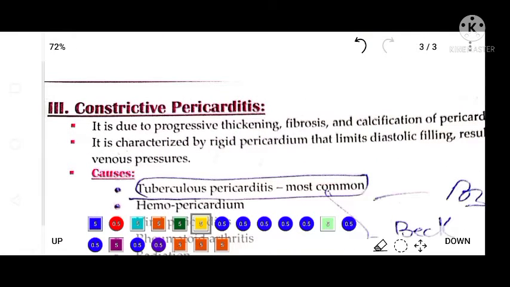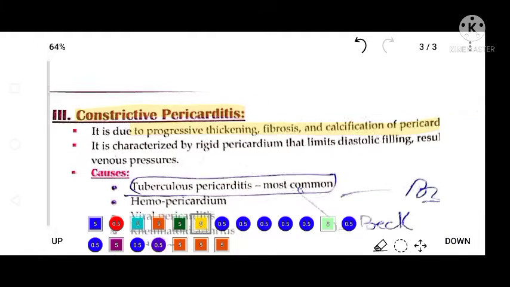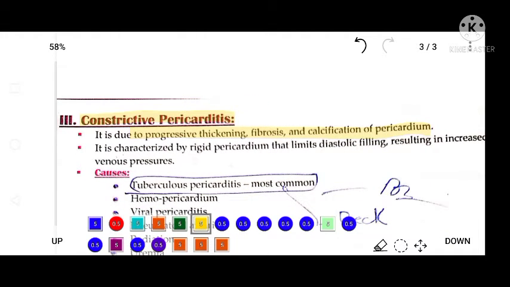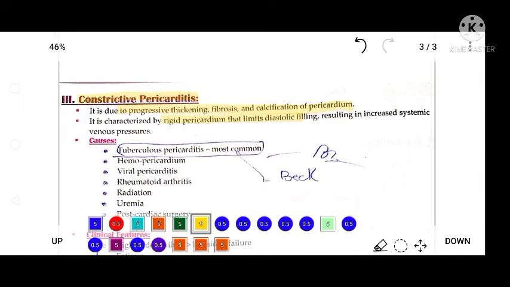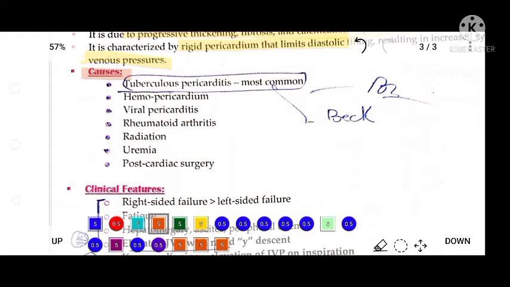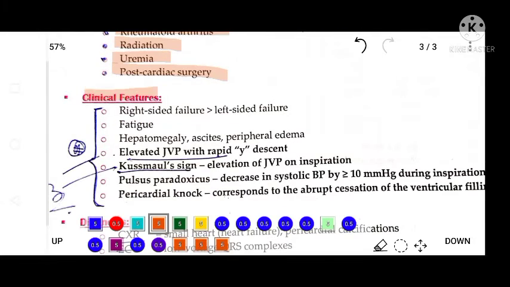And the other cause is constrictive pericarditis. It is due to progressive thickening, fibrosis, and calcification of the pericardium. In this, a rigid pericardium is there, limited diastolic filling occurs, and an increase in systemic venous pressure also occurs. That's why constrictive pericarditis develops. Causes of constrictive pericarditis are tuberculous pericarditis, hemopericardium, viral, rheumatoid arthritis, radiation, uremia, and post-cardiac surgery, in which constriction of the heart occurs because of fibrosis.